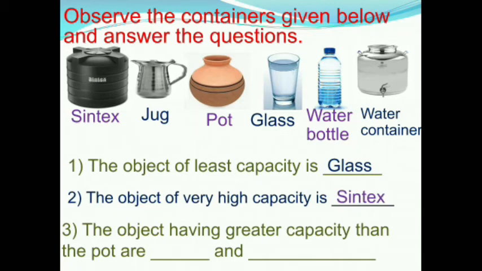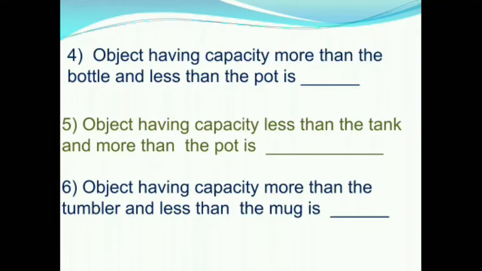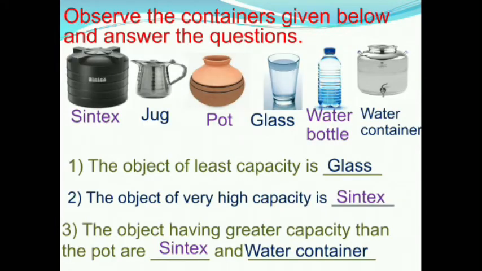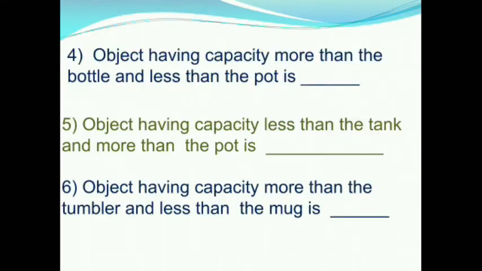The third question is, the object having greater capacity than the pot are dash and dash. They are syntax and water container. The fourth question is, object having capacity more than the bottle and less than the pot is dash. Children, look at these pictures. Here, which object having capacity more than the bottle and less than the pot? Yes, jug. Object having capacity more than the bottle and less than the pot is jug.